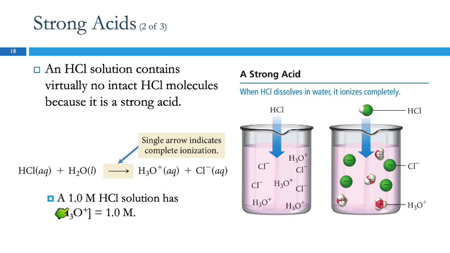So if we have a 1 molar HCl solution, all of the HCl ionizes, forming hydronium ions and chloride ions. So all of the HCl becomes H3O+. If we start out with 1 mole per liter of this, we end up with 1 mole per liter of hydrogen ions. That make sense?